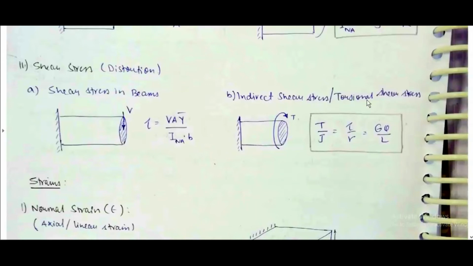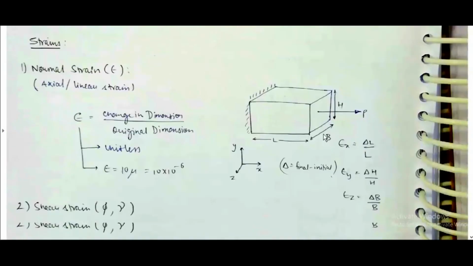Indirect shear stress or torsional shear stress. If a beam with circular cross section is like this, then if we apply torque, T by J is equal to tau by R is equal to G theta by L. G is modulus of rigidity, theta is twist angle, L is length of beam, tau is shear stress, R is distance from center, T is torque, J is polar moment of inertia.